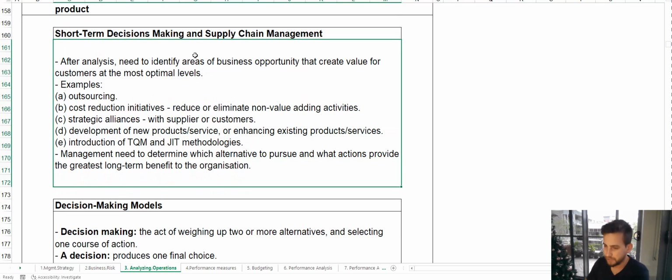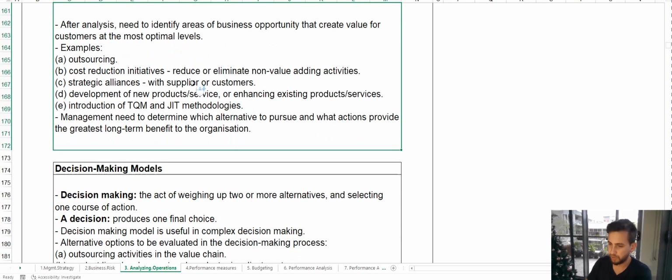So after analysis, you need to identify areas of the business that create value for customers at the most optimal levels. For example, outsourcing, cost reduction initiatives, i.e. reduce or eliminate non-value adding activities, strategic alliances with suppliers or customers, development of new products or services, or introduction of TQM or JIT methodologies. So that's total quality management and just in time, basically.